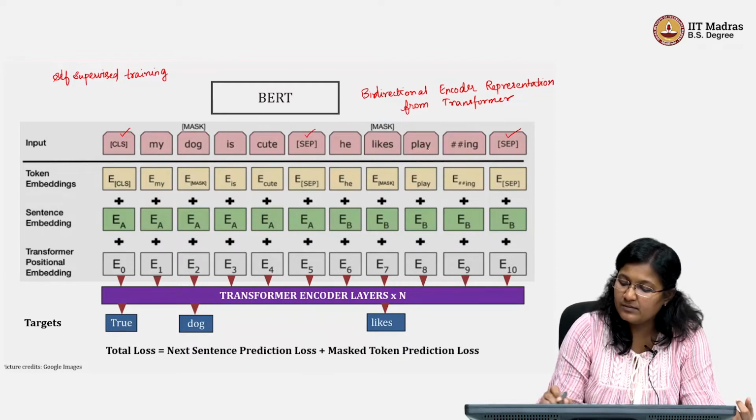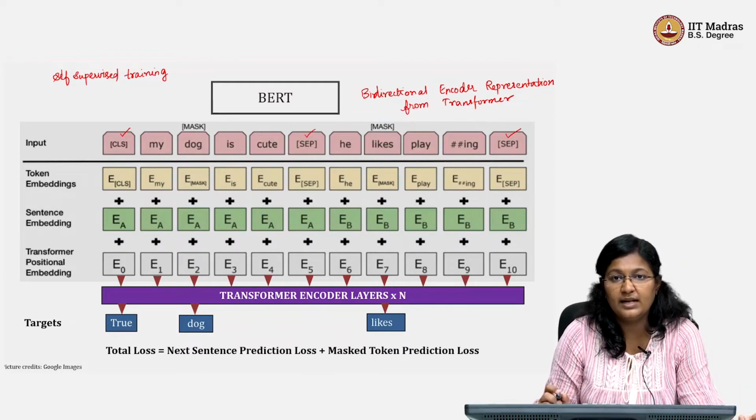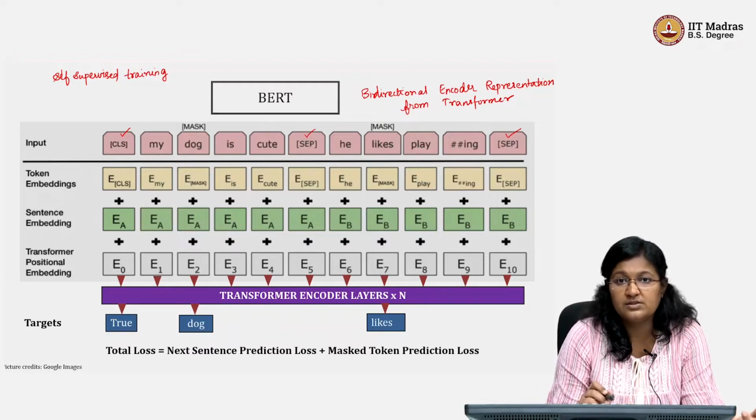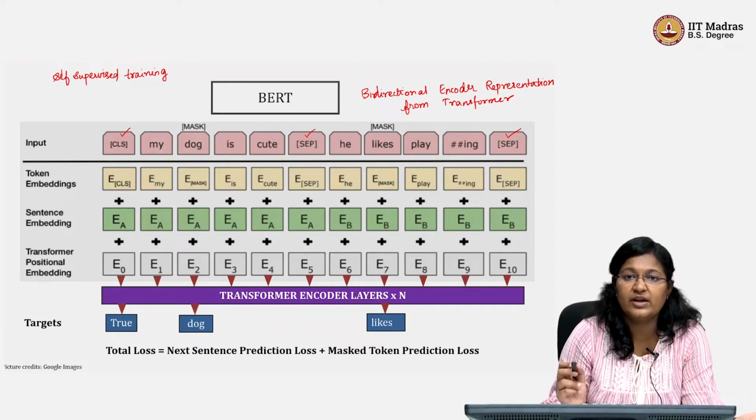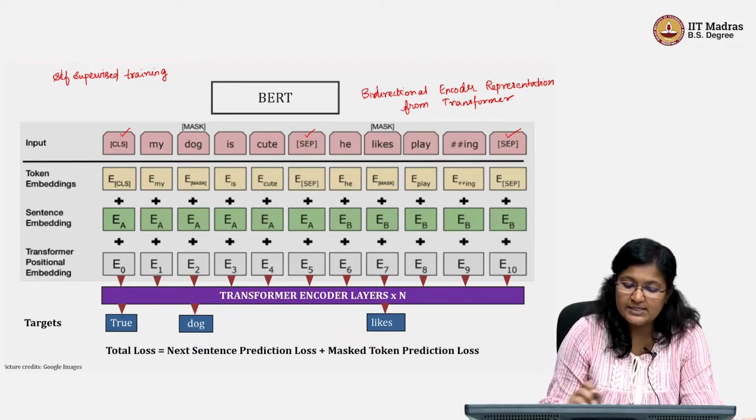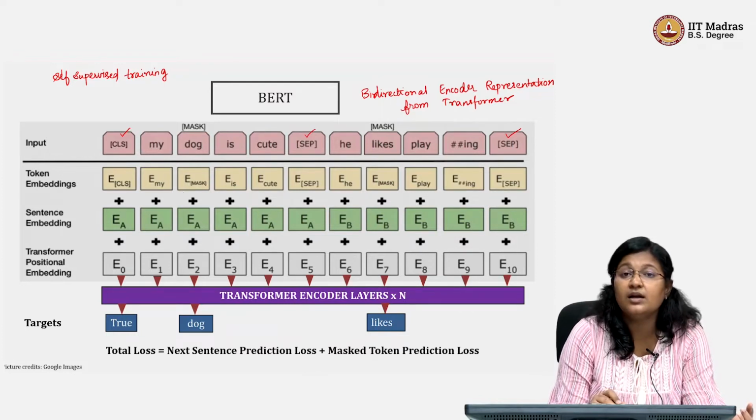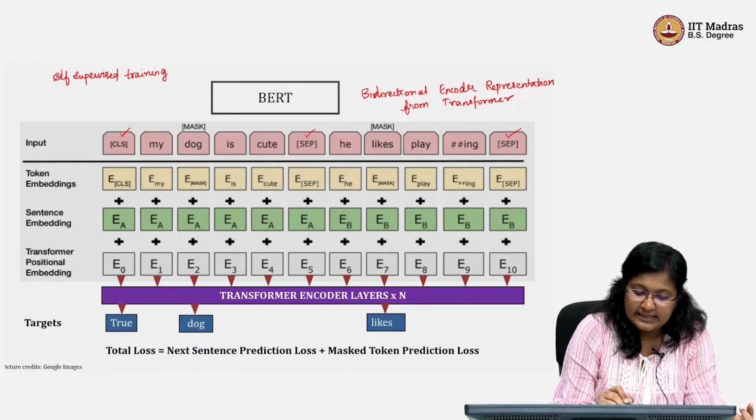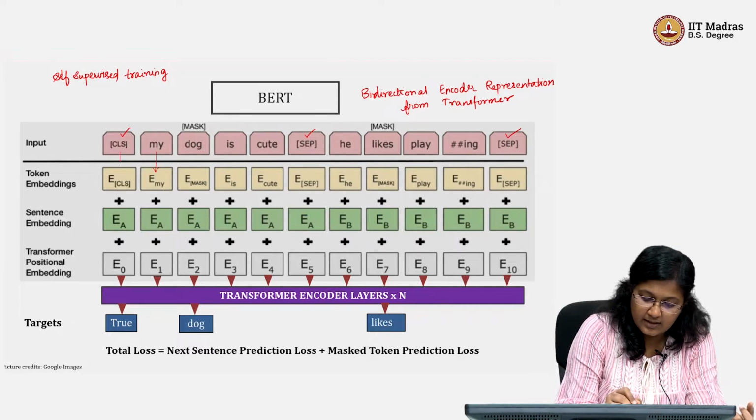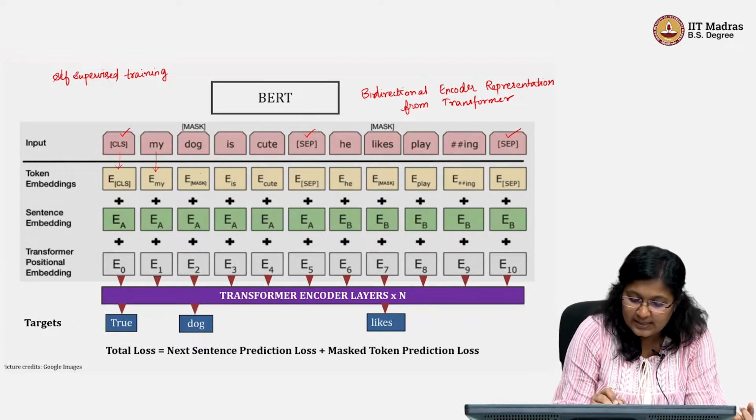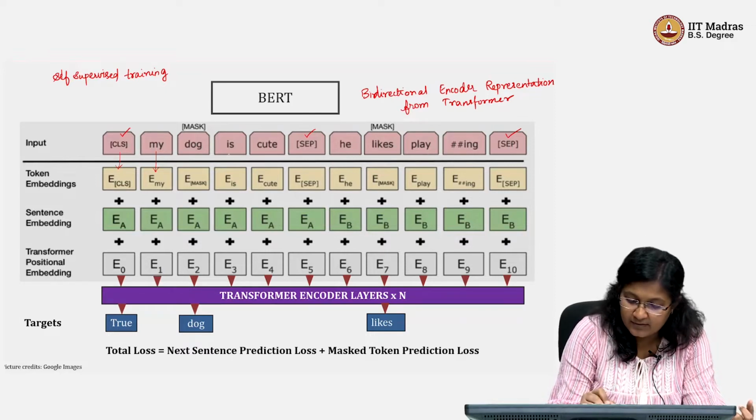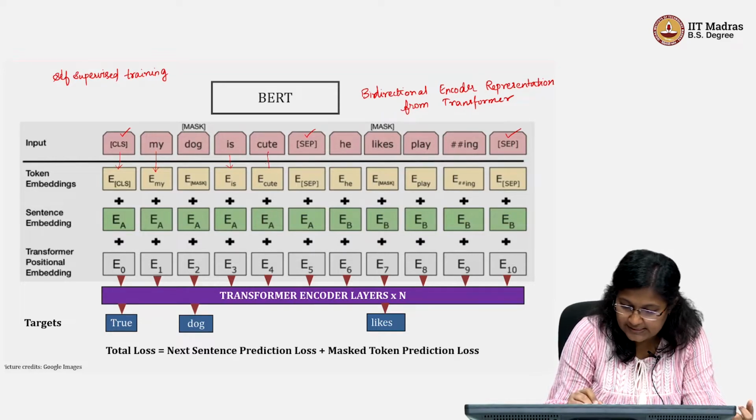So once you have these word pieces, you cannot feed them to the model as such, because the model is not going to understand what my means or what dog means, okay. Model can understand only vectors. So what you will do is, you will convert these word pieces to learnable token embeddings. So E subscript my means it is the learnable embedding for my, okay. Similarly, a learnable embedding for CLS. What does this E mask mean? I will come to that again later. So similarly, you have the respective embeddings.